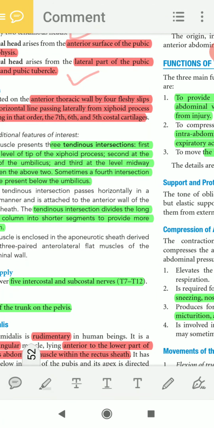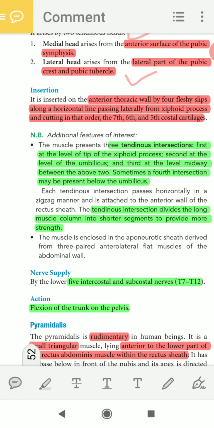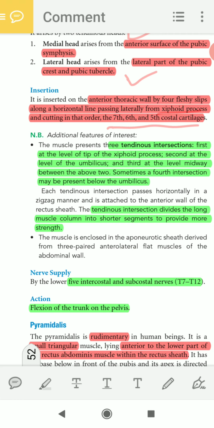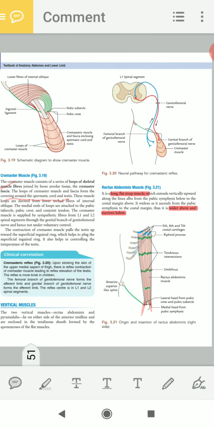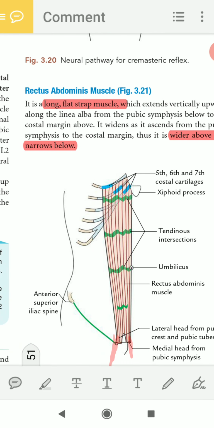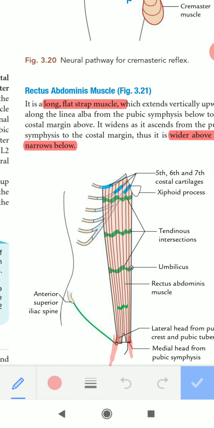Insertion: it is inserted into the anterior thoracic wall by 4 fleshy slips along a horizontal line, laterally from the Xiphoid process and cutting in the order of the 7th, 6th and 5th costal cartilages. So 4 fleshy slips are attached to the Xiphoid process and the 5th, 6th, 7th costal cartilages.